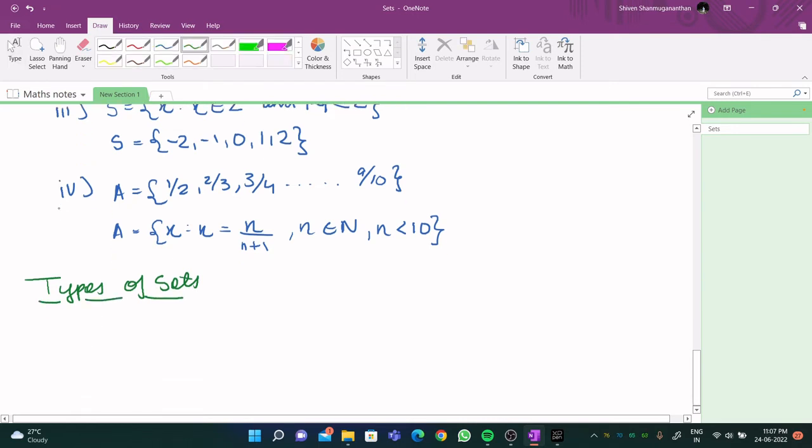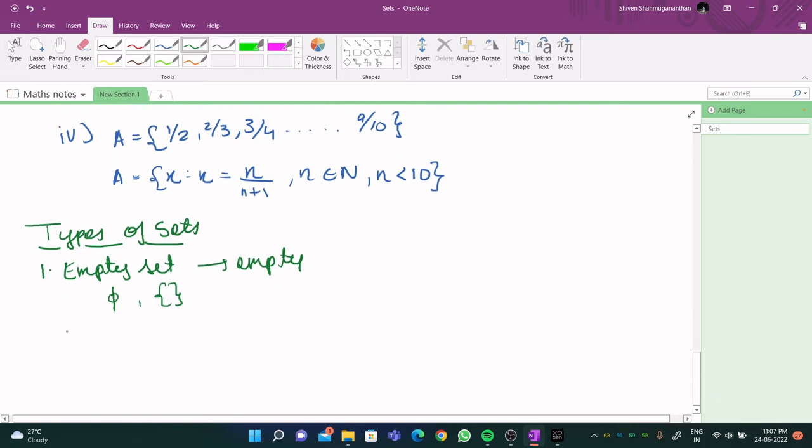Now, the first type of set we have is called an empty set. As the name suggests, this set is empty. This can be represented by this symbol, phi. This signifies that it is an empty set. You can also represent it with curly brackets with no elements. It is understood that this is an empty set. Moving on, set type 2 is called a singleton set.